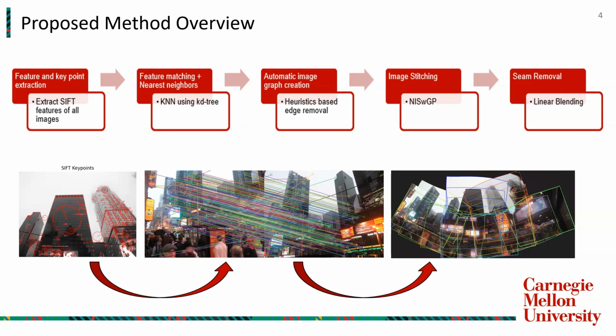Now, the proposed method, which is the automatic Bokehrama pipeline, has 5 major steps. So first we extract the features from the image. Then we do k nearest neighbor search. Then we use these neighbors and use some heuristics to remove the redundant edges, and we get a complete image graph about how these images are oriented, kind of like a jigsaw puzzle. And then we stitch the images and then we blend the images to remove the seams.